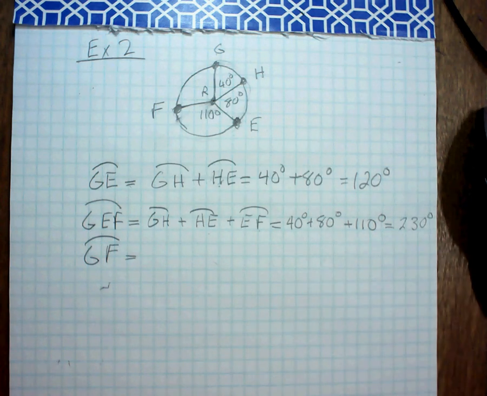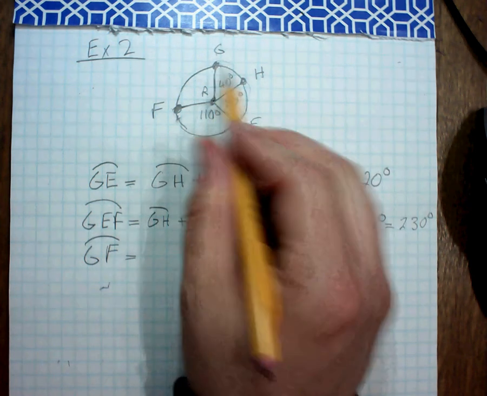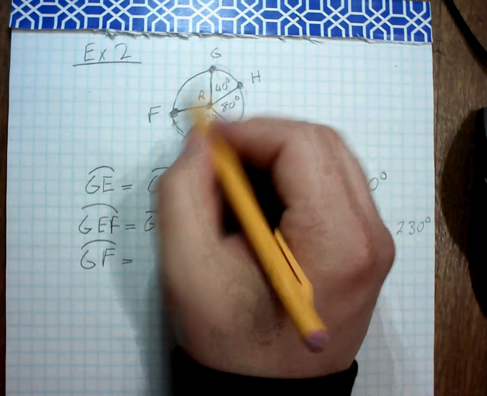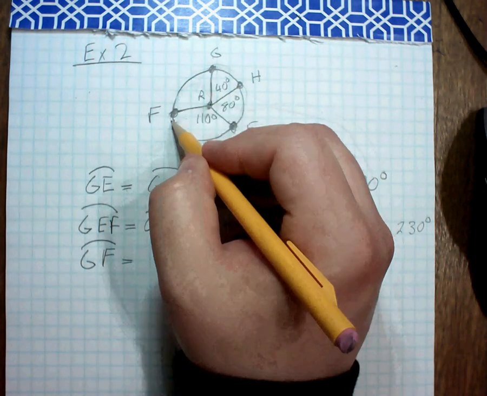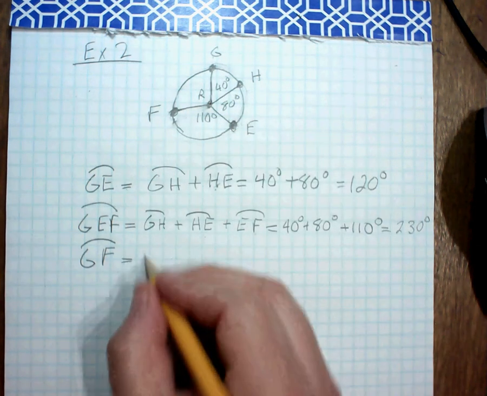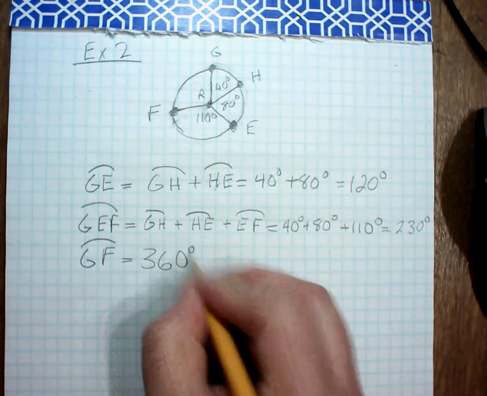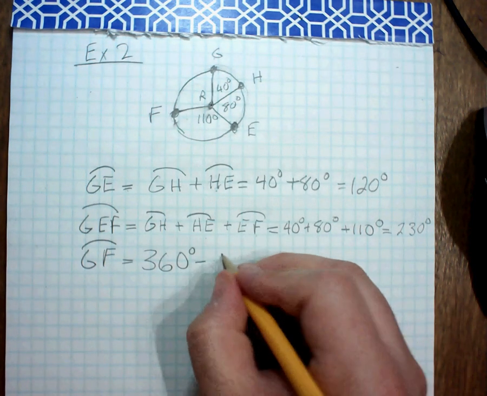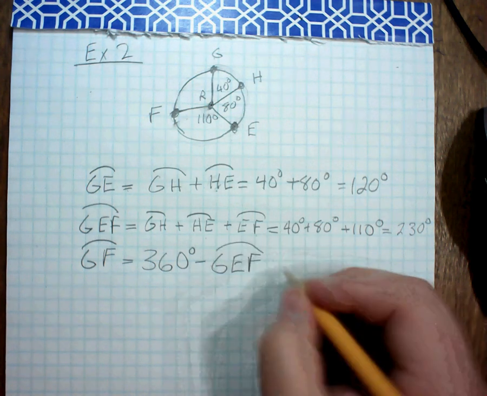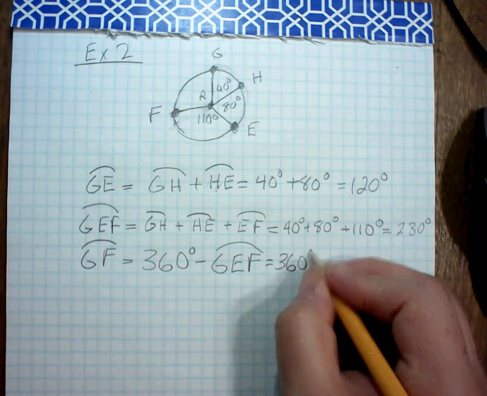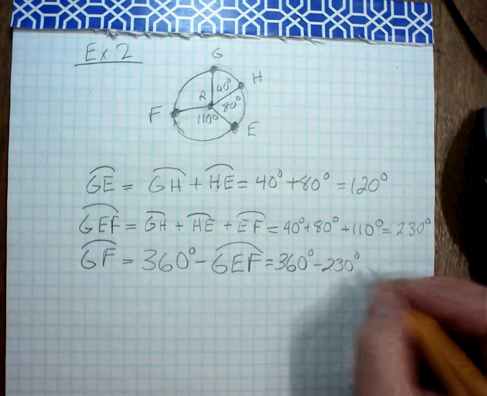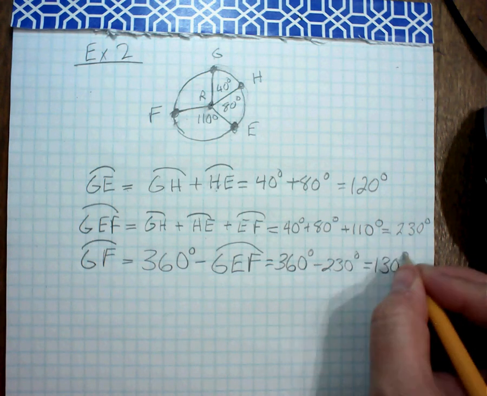Okay? Now GF, we could go this way or we could go this way. But GF is going to probably be the minor arc. And the minor arc can be found by taking the major arc, in other words, the rest of the circle, and subtracting it from 360. So if I say 360 minus the arc GEF, then that would be 360 minus this measure right here, 230, which, if my math is correct, that should be 130 degrees.